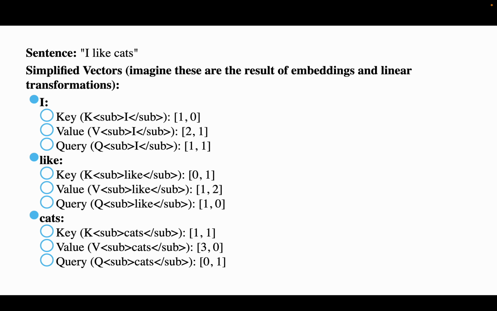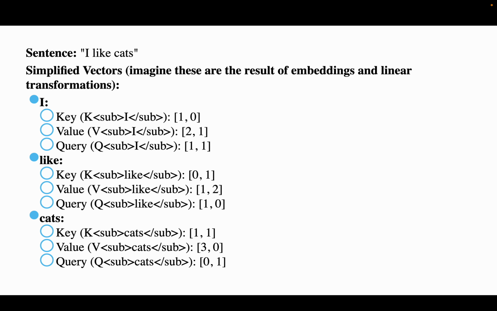So the example I'm taking here is I like cats. Okay. The simplified vectors, imagine that these are results of the embedding vectors and linear transformations. Okay. So I has three parts: key, value and query. Key is shown as 1 0, value 2 1, query is 1 1. Okay. Similarly for the word like, key is 0 1, value is 1 2, and query is 1 0. When we talk about cats, then key is 1 1, value is 3 0, and query is 0 1.